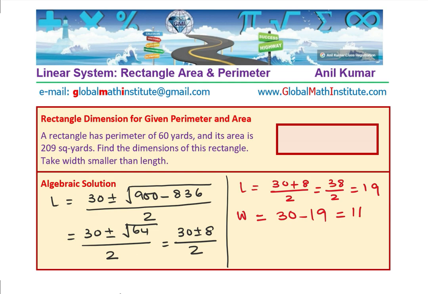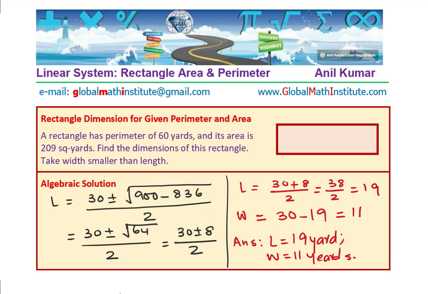So we get our answer, and that is our solution, which is length is 19 yards and width is 11 yards. Makes sense? You can verify the solution: perimeter will be, add them, multiply by 2 to get 60. And when you multiply 19 and 11, what do you get? Multiplying 19 and 11 is indeed 209, right? So we do get 209.